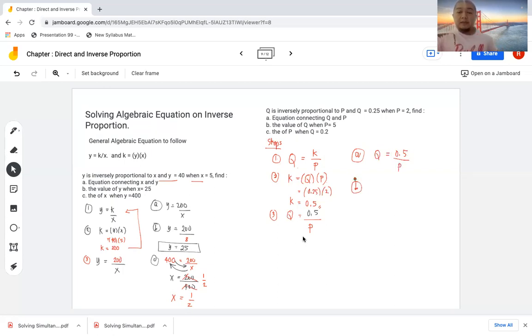Letter B will just be the same. So just like what we did here, all we need to do is to substitute this particular value. And it says here, find the value of Q when P is equivalent to 5. So substituting these values, this is going to give us 0.5 over the value of P, which is equivalent now to 5.